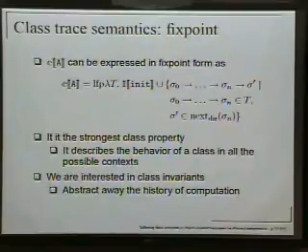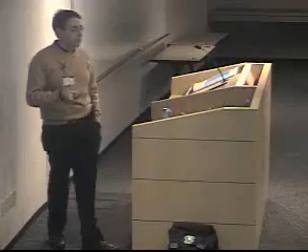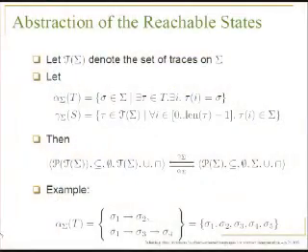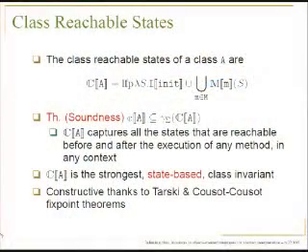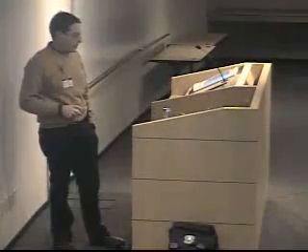So such a semantics is the strongest class property, in that it describes the behavior of a class in all the possible contexts. However, we are interested in class invariants, so we want to perform some abstraction in order to retain just the states, and so to abstract away the history of computation. We formalize it as a Galois connection. So we consider an abstraction function that collects just the states in traces, as we see there, and actually forgets the trace structure of the sequences between states. With such a definition, we can rewrite the fixed point of before for states in this form.